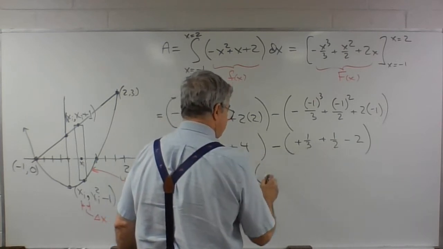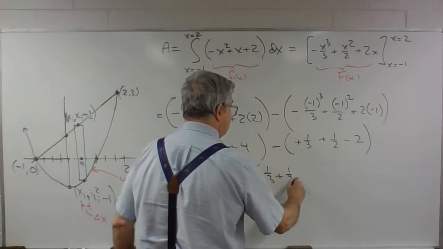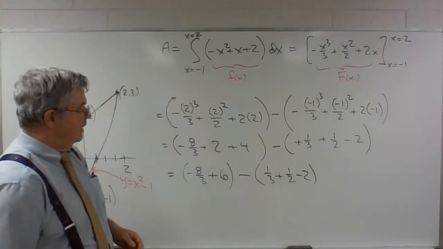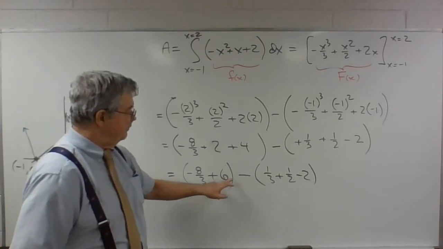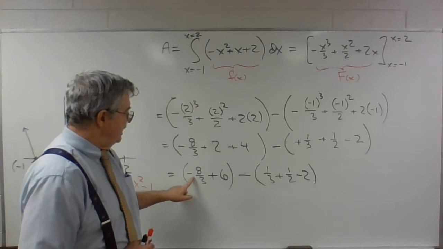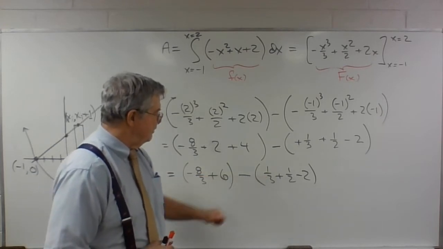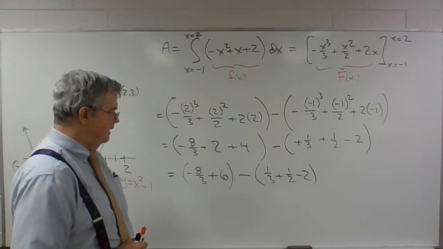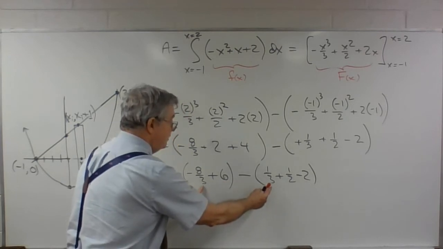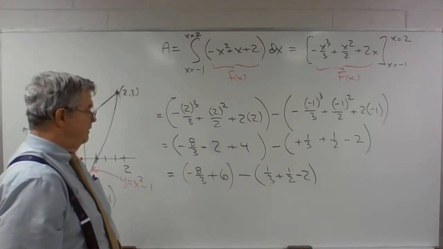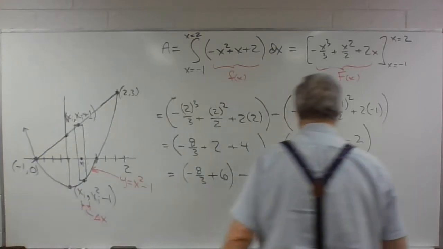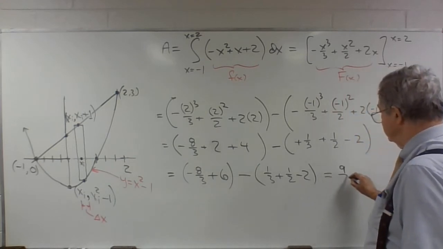I'm going to keep these two separate. I have 6 minus a -2 is 8. Minus 8/3 minus 1/3, that's minus 9/3 or minus 3. So I have 8 minus 3 is 5. Minus this 1/2 is 9/2, I hope.